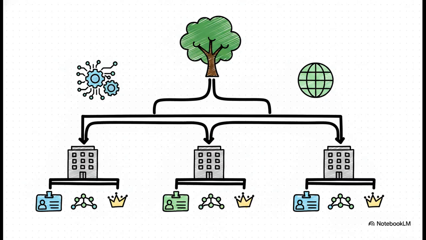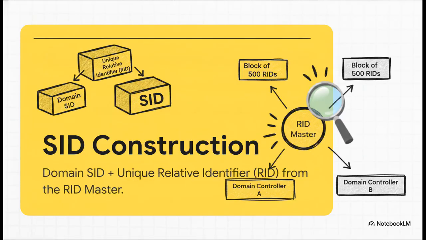Then, branching down into the individual domains, we have three domain-level roles: the RID Master, the Infrastructure Master, and the PDC Emulator. By default, the very first domain controller you ever promote holds all five of these. But as you build out and add child domains, each child domain gets its own distinct set of those three domain-level roles.